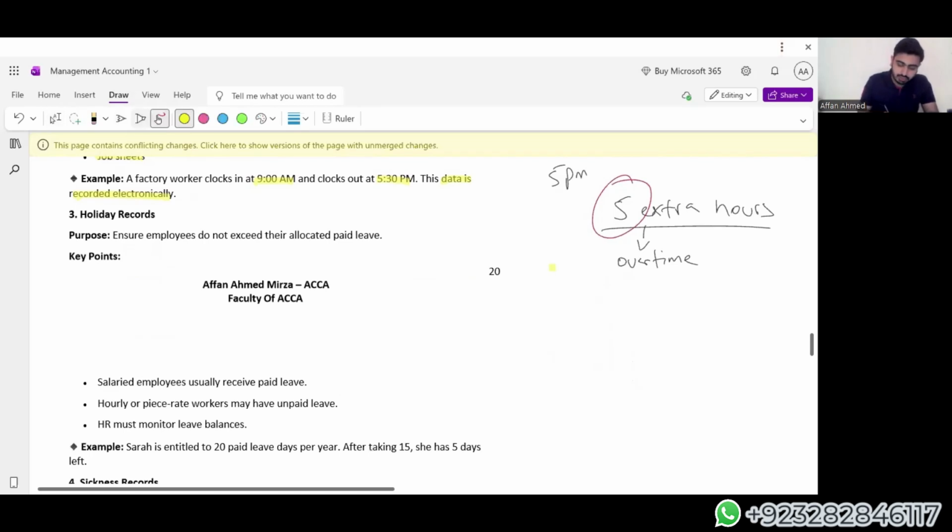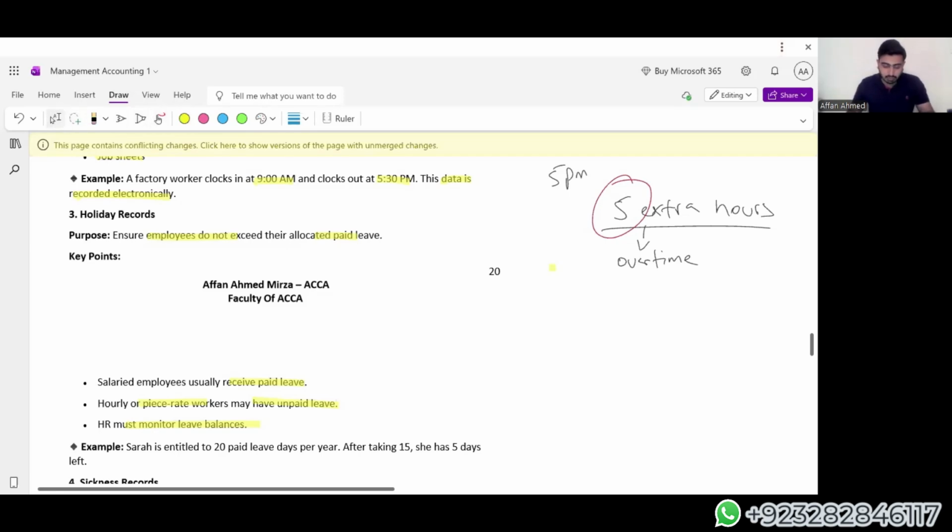Now, holiday records. The purpose is to ensure employees do not exceed their allocated leaves. Okay, so we have discussed it as well. Salaried employees usually receive paid leaves, while hourly or part-paid workers may have unpaid leaves. HR must monitor these leave balances so that they know how many leaves are to be granted to a person and how many leaves are to be paid to him for.